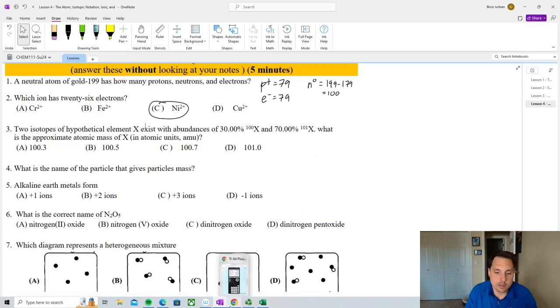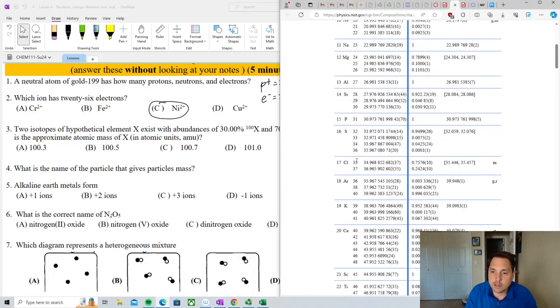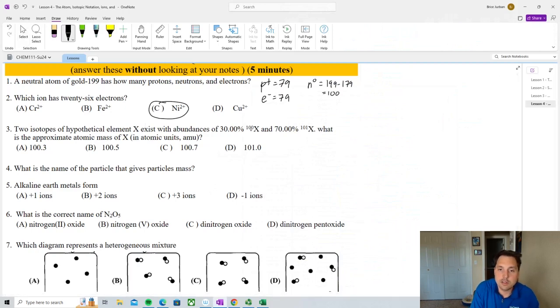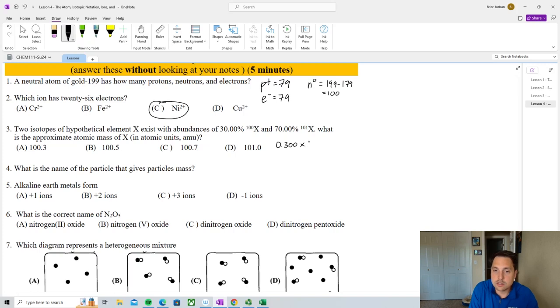We can go back here and take a look. So let me show you. If we had, for example, chlorine-35, its atomic mass is just slightly less for that isotope than what the mass number is. So we'll just say that the mass number of this one's 100, and we can multiply it by the fractional abundance. So 30% is 0.3 as a fraction, times 100 gives us 30.